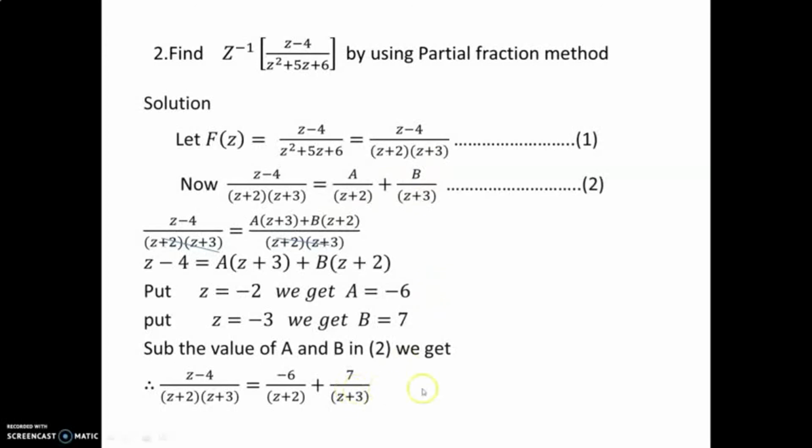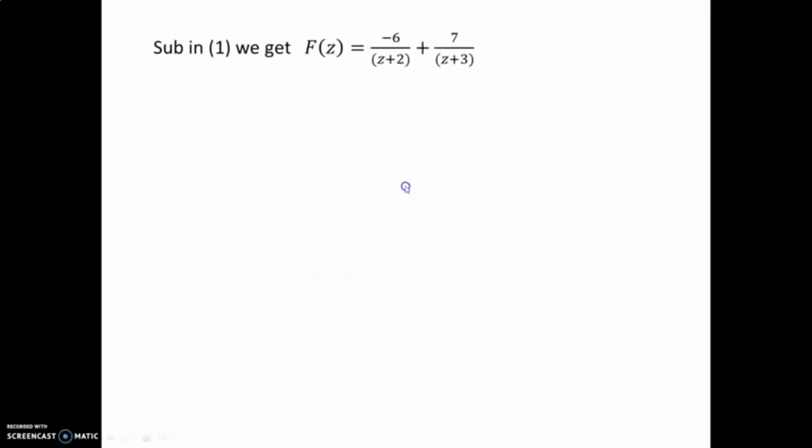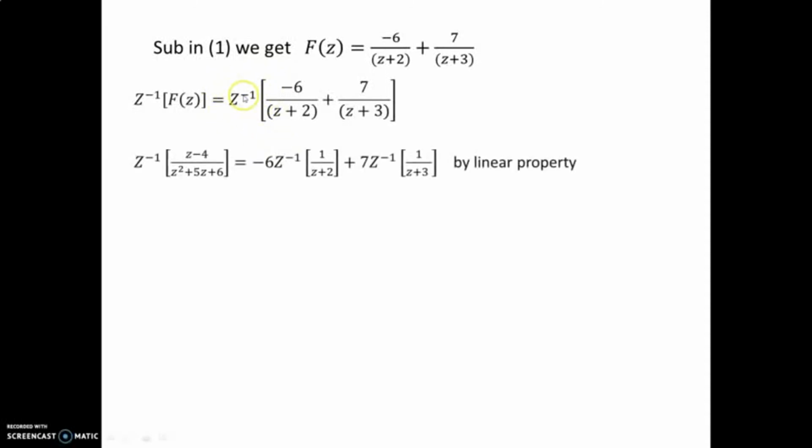So substitute these values in first equation. We get f of z equal to minus 6 by (z plus 2) plus 7 by (z plus 3). Taking inverse z transform on both sides, we get z inverse of f of z equal to z inverse of minus 6 by (z plus 2) plus 7 by (z plus 3). Already we know that z inverse is satisfied by linear property. Therefore, we write two terms of z inverse: minus 6 into z inverse of 1 by (z plus 2) plus 7 into z inverse of 1 divided by (z plus 3). So here 1 by (z plus 2) is an elementary function.